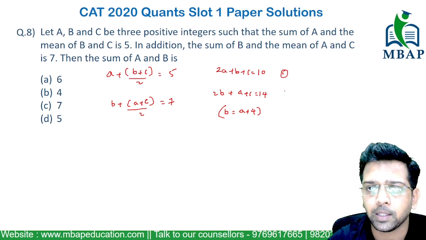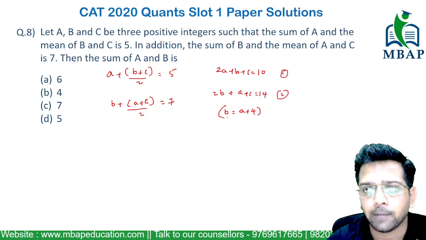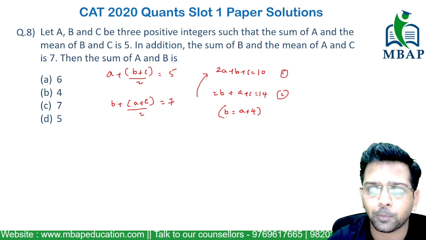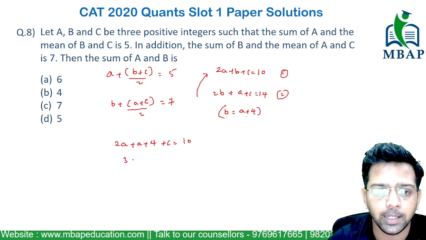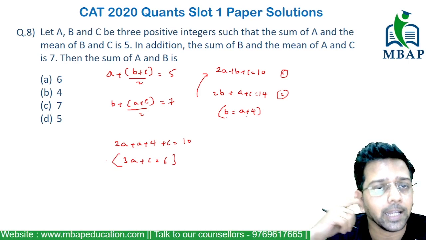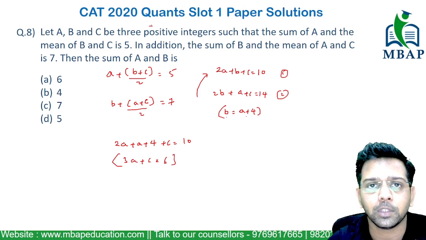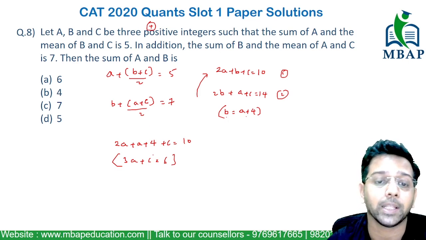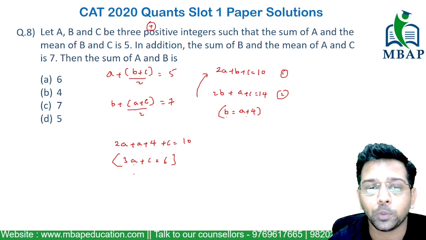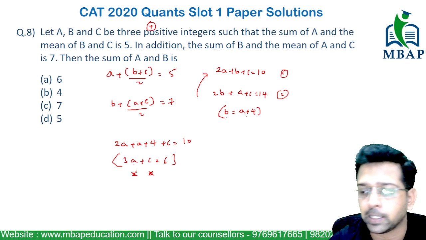This is equation 1 and this is equation 2. If I've understood b is equal to a plus 4, let's try to put it in equation number 1. So this will become 2a plus a plus 4 plus c will be equal to 10, which is 3a plus c should be equal to 6. Now it has been said a, b and c, all of them are positive integers. So all of them have to be positive, which is 1 and beyond. If I assume a to be 2, then 3 2s will be 6 and c will become 0. This combination I cannot assume.